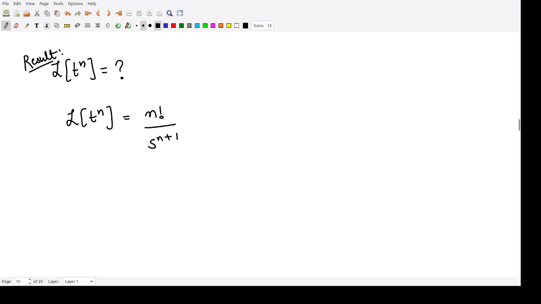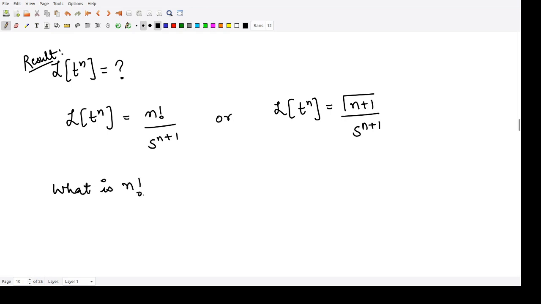power n plus 1, or you can write the Laplace transform of t to the power n as gamma of n plus 1 divided by s raised to power n plus 1. So now what is this? What is this n factorial and what is this gamma of n plus 1? What are these quantities? Let us first discuss this factorial term.